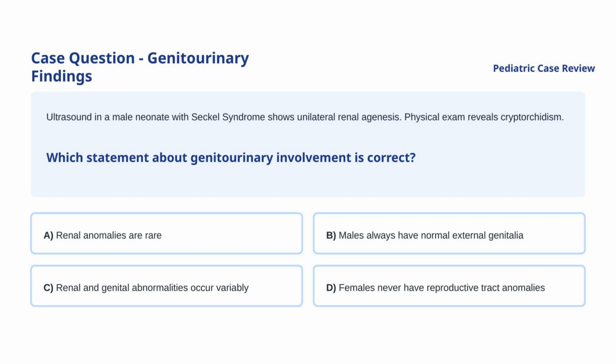Case 10. Ultrasound in a male neonate with Seckel syndrome shows unilateral renal agenesis. Physical examination reveals cryptorchidism. Which statement about genitourinary involvement is correct? Option A, renal anomalies are rare. Option B, males always have normal external genitalia. Option C, renal and genital abnormalities occur variably. Option D, females never have reproductive tract anomalies.